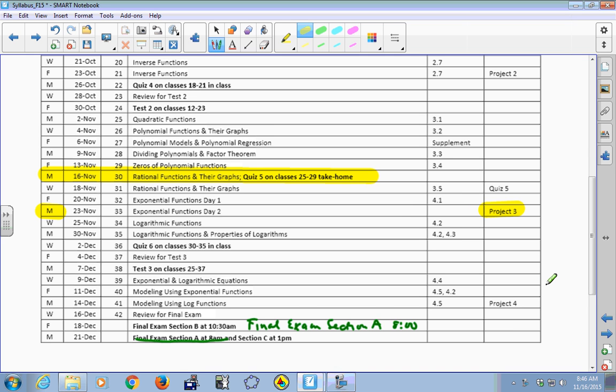We're in class 30 today. We're going to begin rational functions and their graphs. We haven't looked at rational functions yet. We're going to spend 2 days on this. Anytime we spend 2 days on a topic, it's kind of a meaty topic. Then, just before Thanksgiving, we'll start our exponential functions. Again, 2 days on that, and begin logarithmic functions.